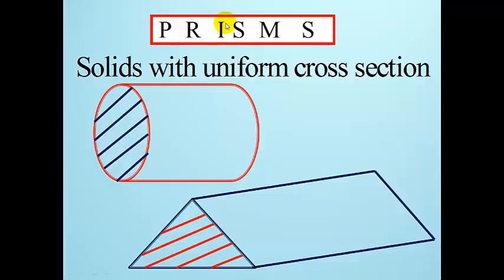Now let's consider prisms. Prisms are solids with uniform cross-section. And these are examples. We have a cylinder in which the cross-section is a circle as shown. And we also have a triangular prism. The cross-section is a triangle, also as shown.